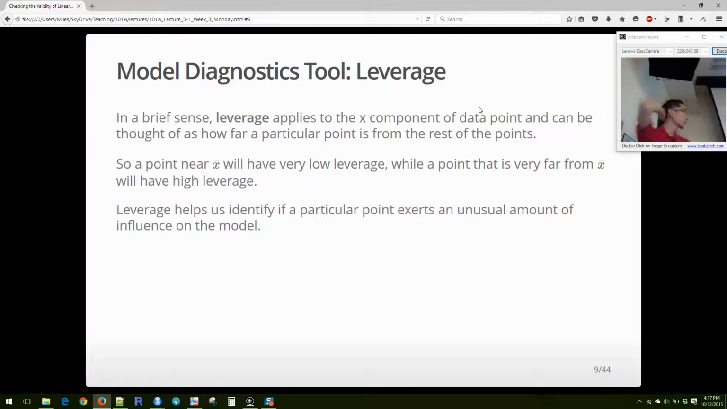All right. So here's a tool that we can use. So residual plots are good, and there's a tool called leverage, and this talks about the x component of a data point, and basically it just says, is this data point close to the other values? Okay, so if you have most of your data points here and a particular value is in there, it's not going to have much leverage because it's close to the other x values. On the other hand, if you have most of your data points here and you got an x way out here, this data point is going to have high leverage. Okay, and so leverage helps us identify if a particular point exerts an unusual amount of influence on the model, okay?